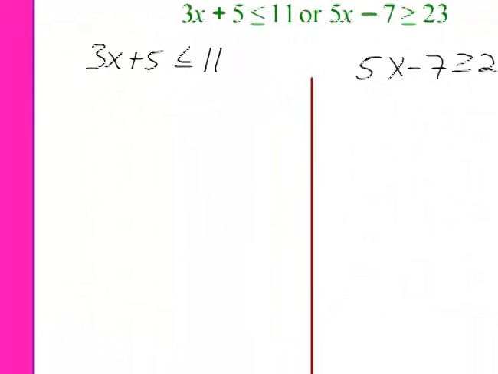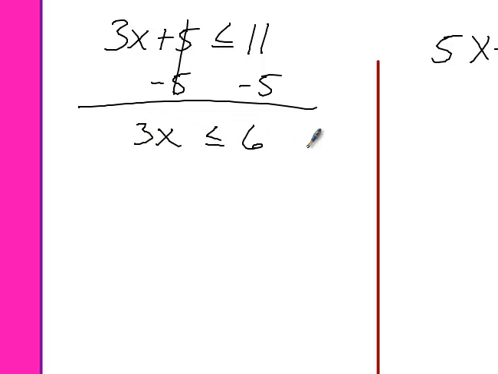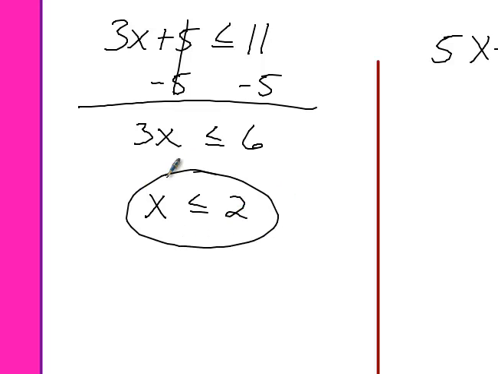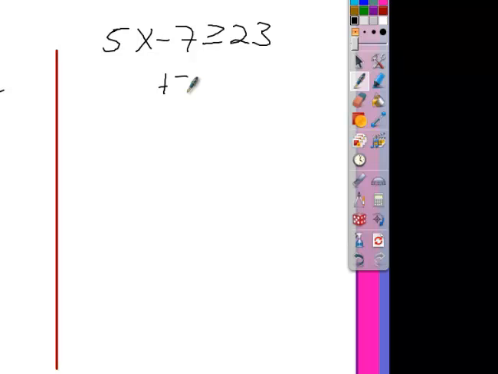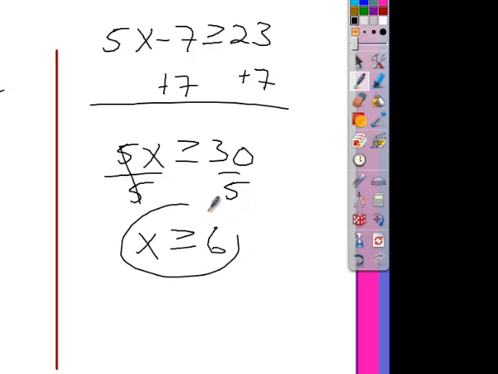Solve for x. So on the left, first things first. Okay, do I have to flip that sign? No, because remember, we only flip when we do what? That's right, multiply or divide by a negative. So there's the first solution. Second solution is right there.